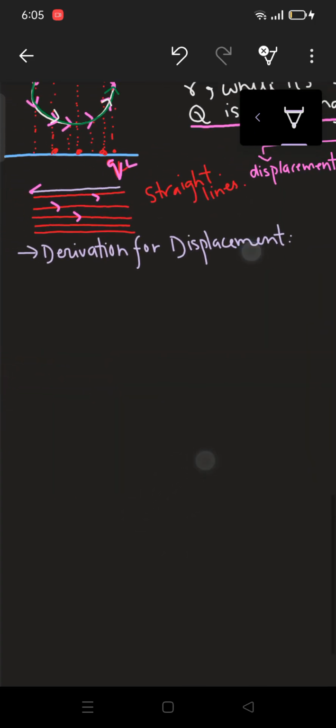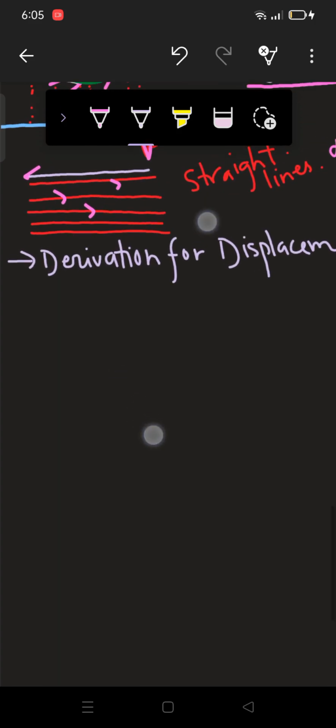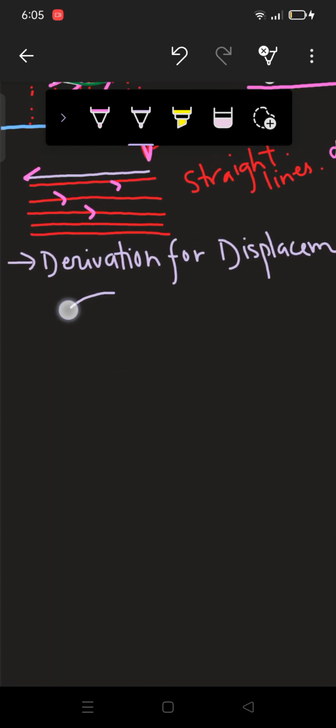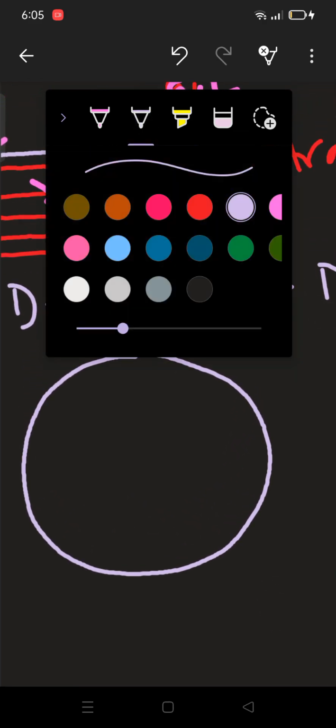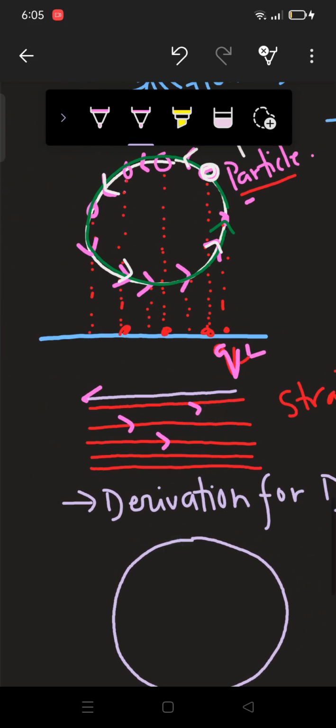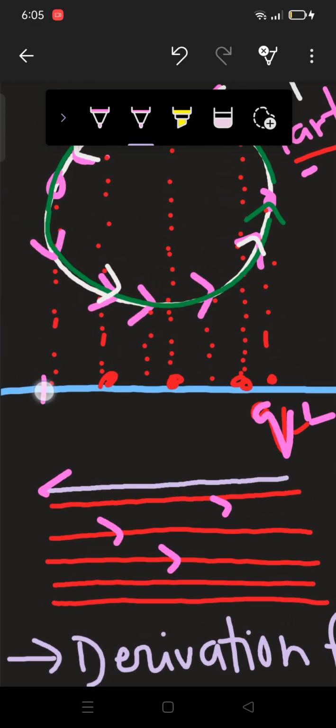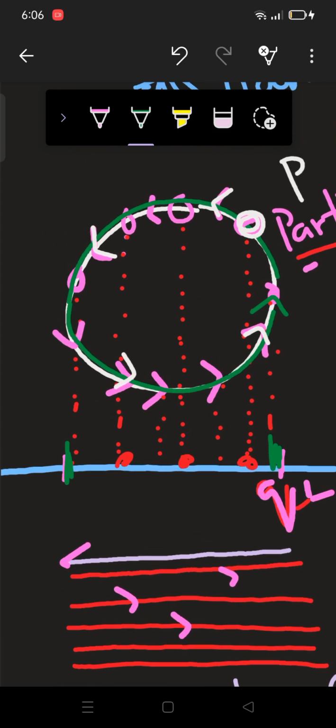Derivation for the displacement, right? For the derivation of the displacement, we must make a diagram, then it will be clearer to us. So this is a circle, and here, as you can see, it will make its shadow from here to here. This limit applies that this is the radius of the circle, this is its limit.